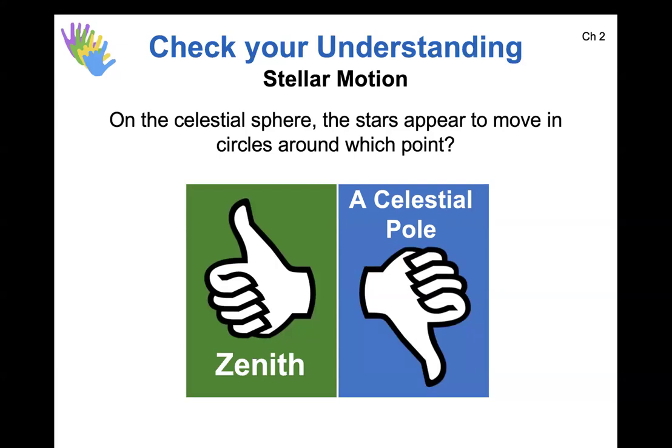So on the celestial sphere, the stars appear to move in circles around which point? So think about that. We talked about the circumpolar region. All the stars appear to rotate about your zenith or about a celestial pole. Which one?